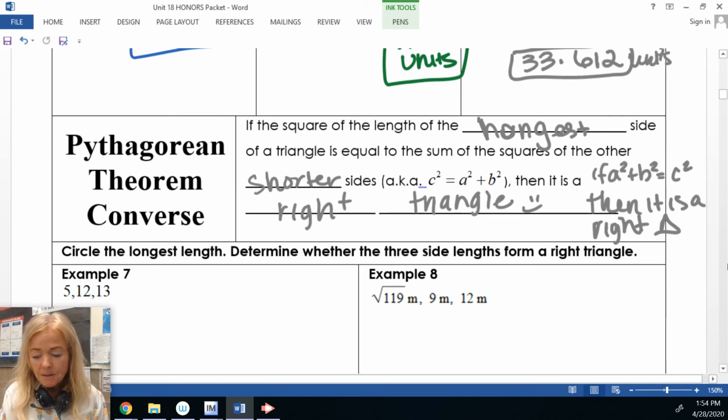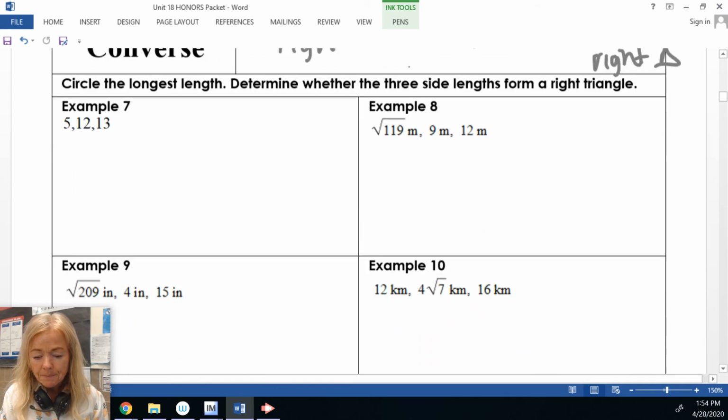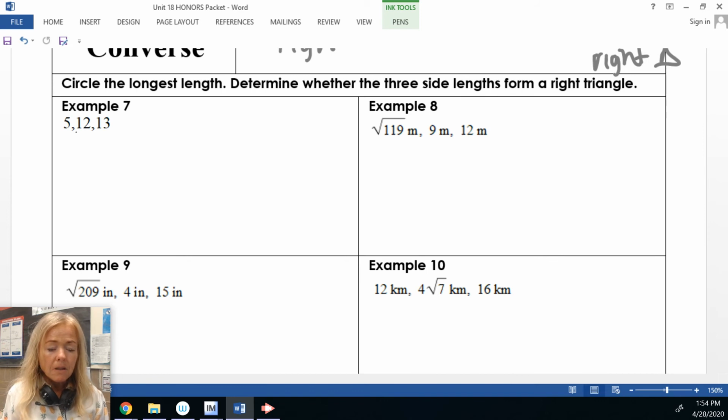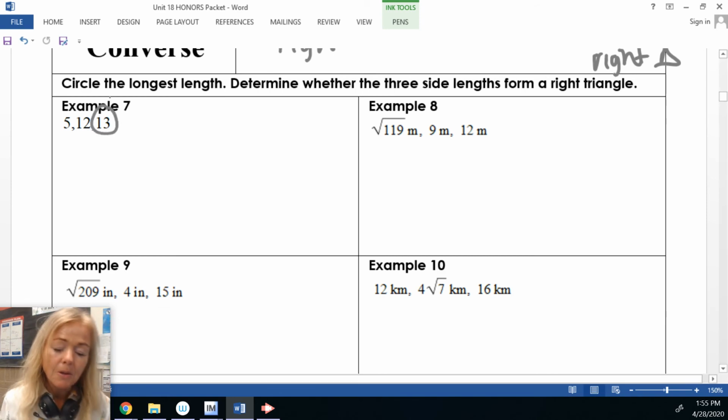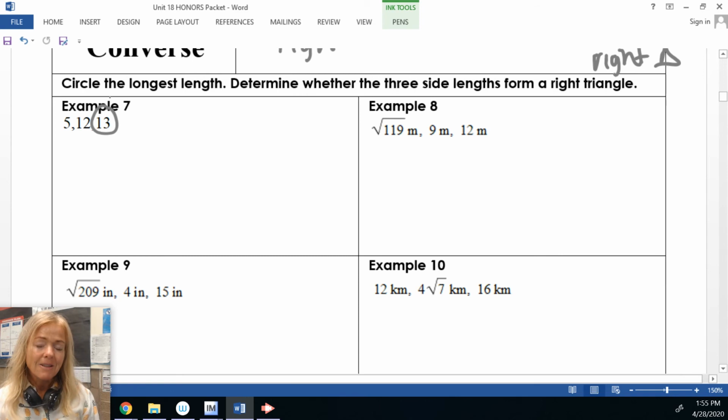All right, I only have a few minutes, so let's try a few of these examples. Example 7 gives you the three sides, 5, 12, and 13. Well, we don't know if it's a right triangle. We're asked to determine whether or not it is, and we don't know which is the hypotenuse, because we have to square the hypotenuse and see if that is equal to the sum of the squares of the sides. But we do know that this will be the hypotenuse, don't we? Why? Because it's the longest side.